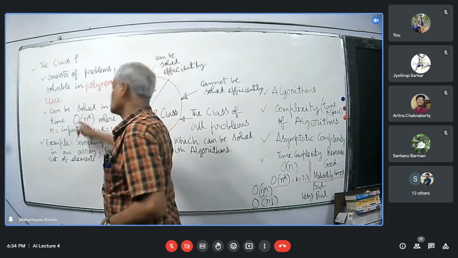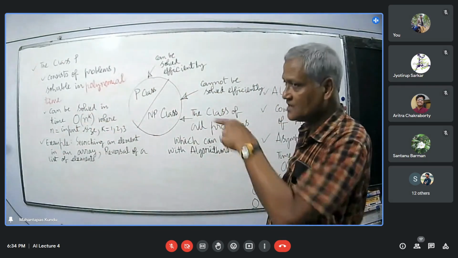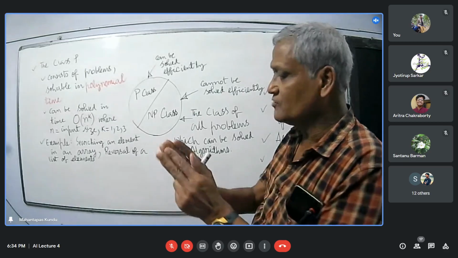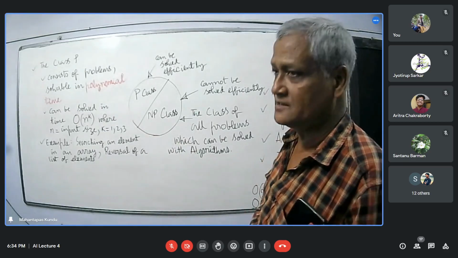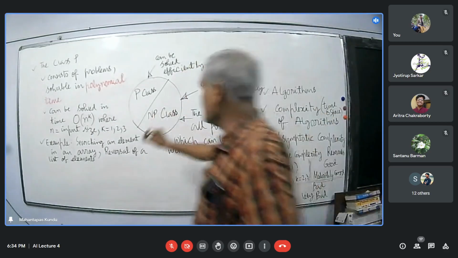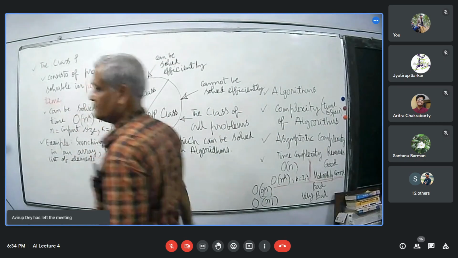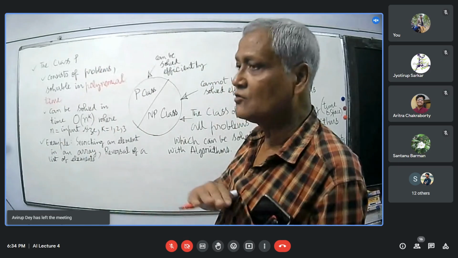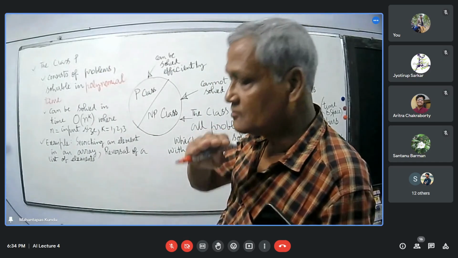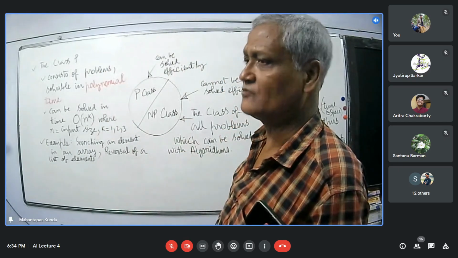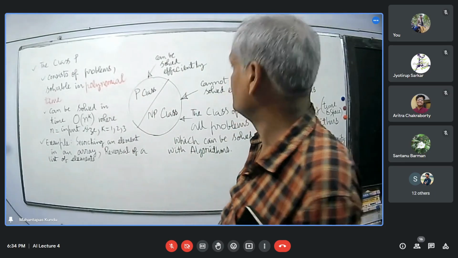That means it shows that with increasing input size, the time required by this algorithm will grow polynomially.